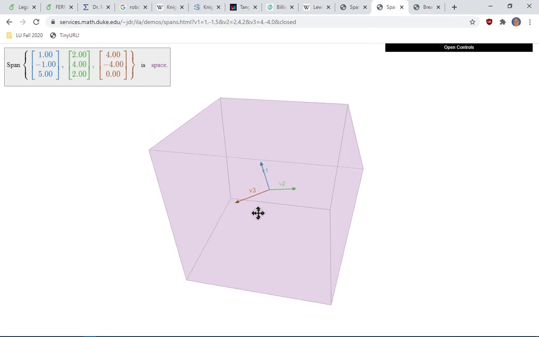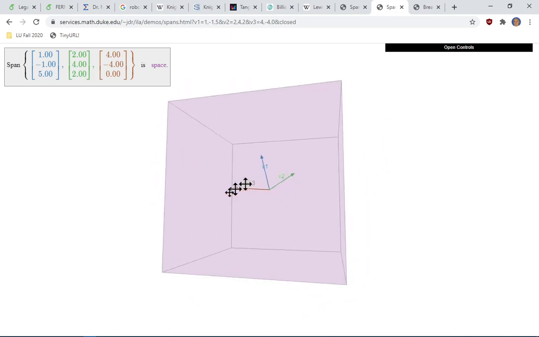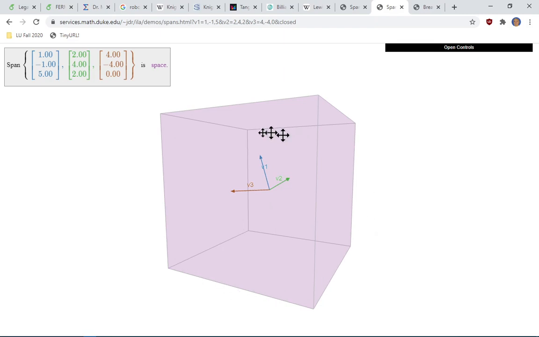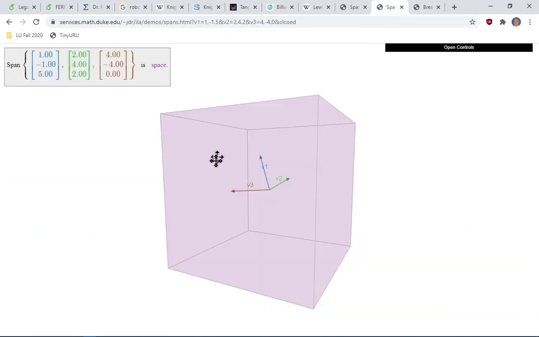Now these 3 are not on the same plane, and when I add them, I can make any vector in the entire space. Anything inside this 3-dimensional space can be built out of this V1 and V2 and V3. So if this was a mathematician's version of a robotic arm, a very simple looking arm, any place in this space can be arrived at by taking a multiple of V1 plus a multiple of V2 plus a multiple of V3, and then you can arrive at that location.